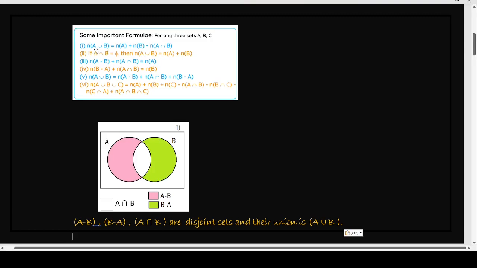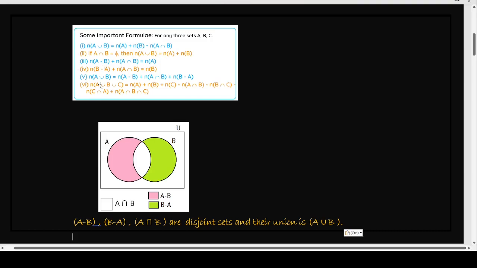Now see this formula. The number of elements in A union B is the number of elements of A plus the number of elements of B minus the number of elements of A intersection B. And second, if A intersection B is a null set, then these two sets are not intersecting. Then, straightforward, n(A union B) is n(A) plus n(B). Simply you add the number of elements of A and the number of elements of B.